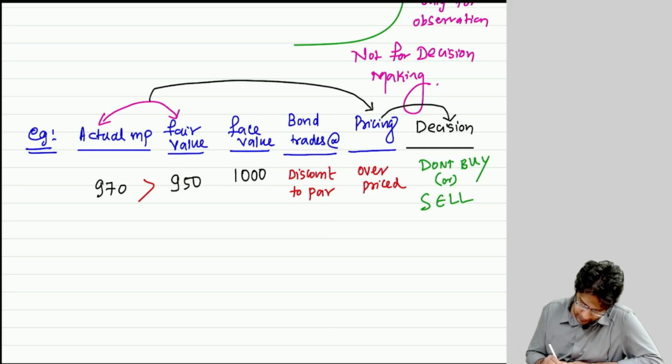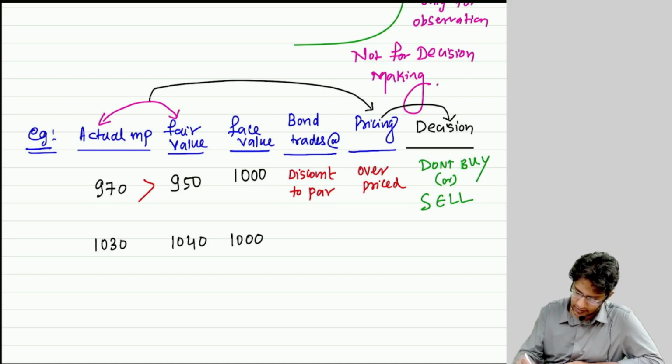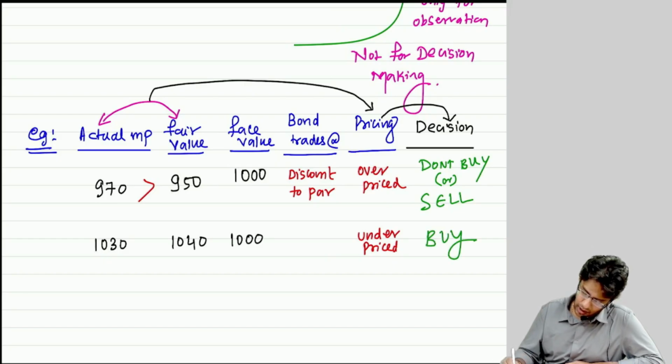Okay, answer this. 1030, 1040, 1000. Underpriced or overpriced? Okay, first you identified this. Now that you identified this, happily make the decision first. Something is underpriced, what will you do? Buy. Now let's calmly talk about pricing. Bond trades at par, premium, discount. Bond trades at premium.